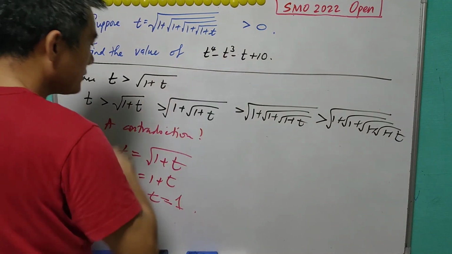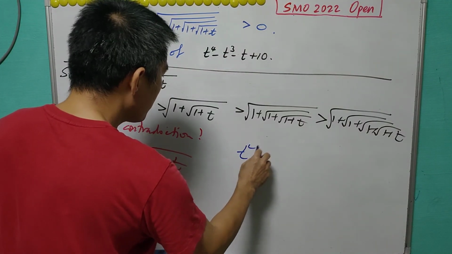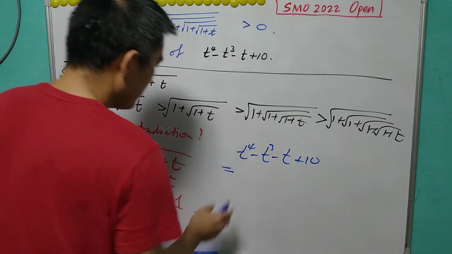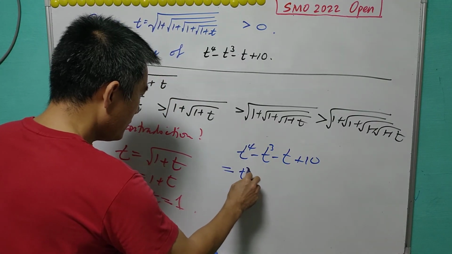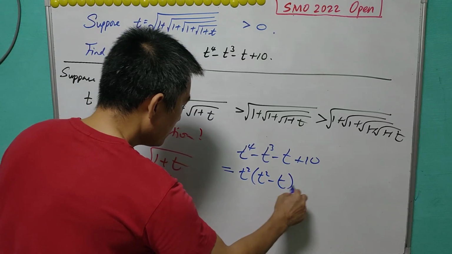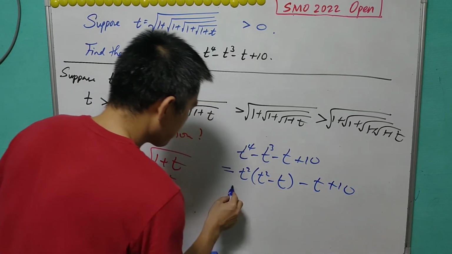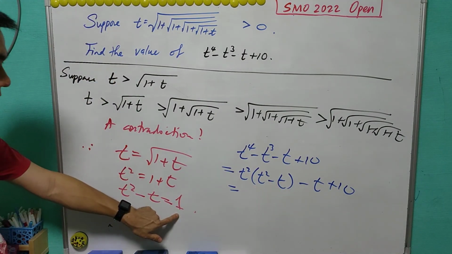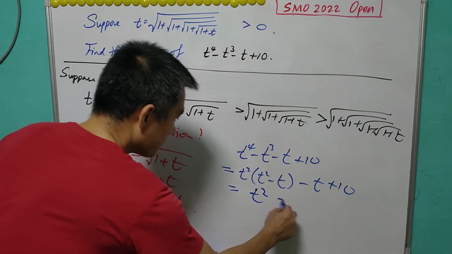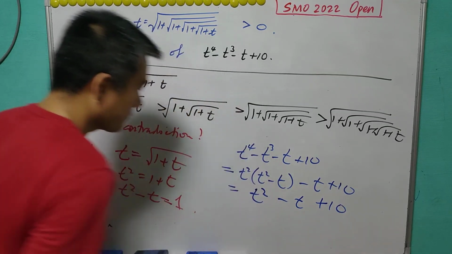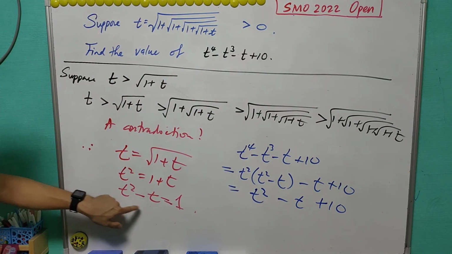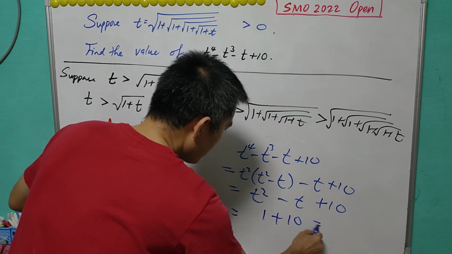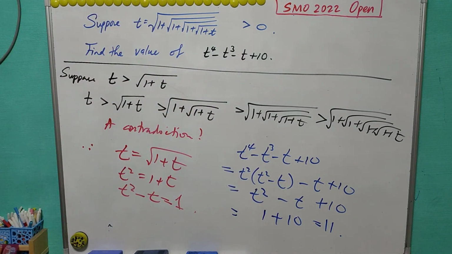With this, the value of t to the power 4 minus t cubed minus t plus 10 can be written as t squared minus t plus 10. Note that t squared minus t is equal to 1. So this will be t squared minus t plus 10. And again, t squared minus t is equal to 1. So this is 1 plus 10. And therefore, the answer is equal to 11.